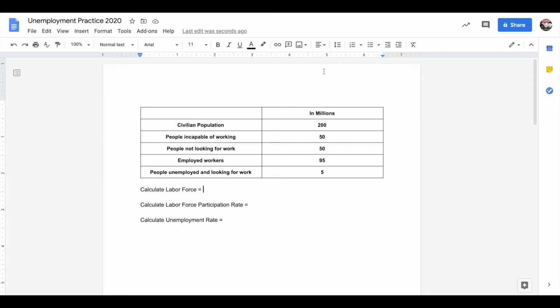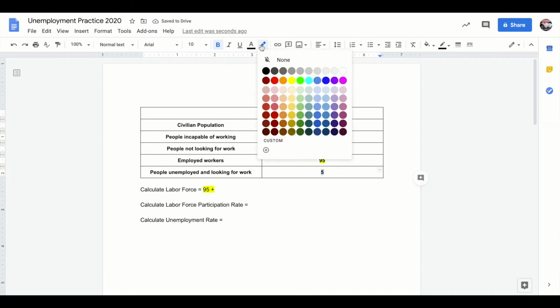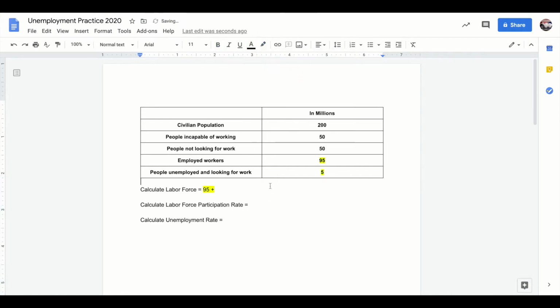All right, children, right now I'm going to show you how to calculate the labor force participation rate and the unemployment rate. First, the labor force is made up of two different groups. That's your employed workers, so people with a job, which is 95 million people that currently have a job. And then we add people that are unemployed and looking for work. You have to actually be looking for work to be counted as unemployed. So we add the 5 million there, and that comes out to 100 million people.